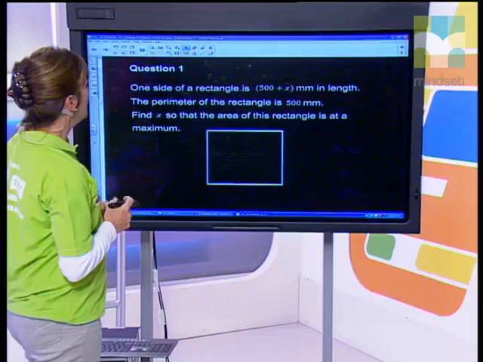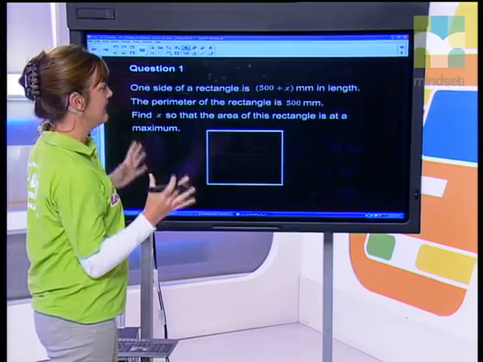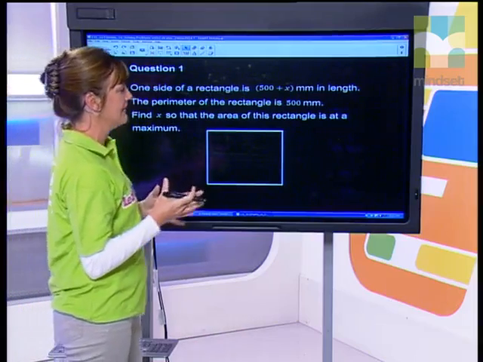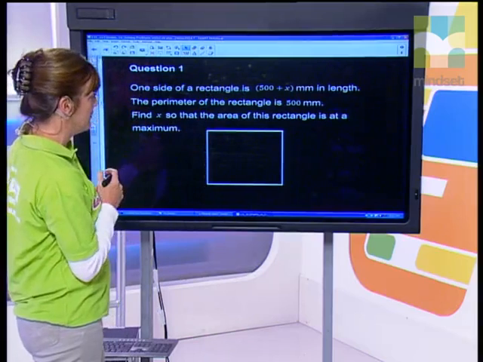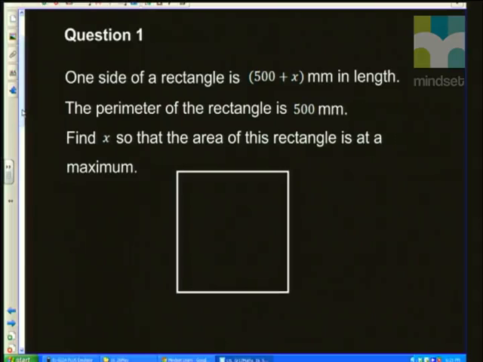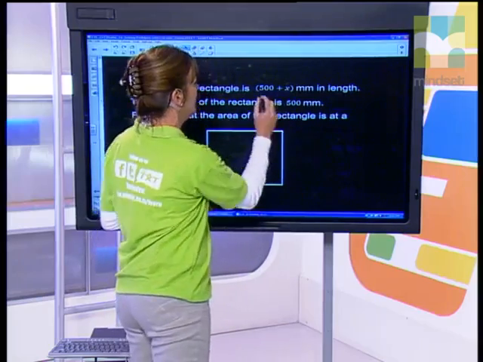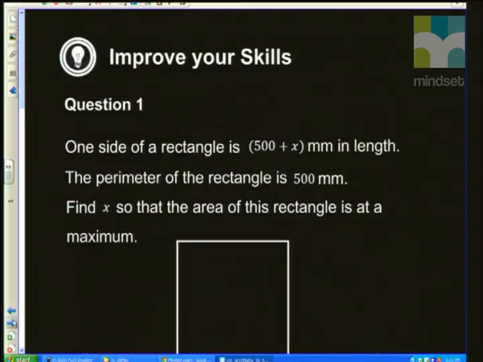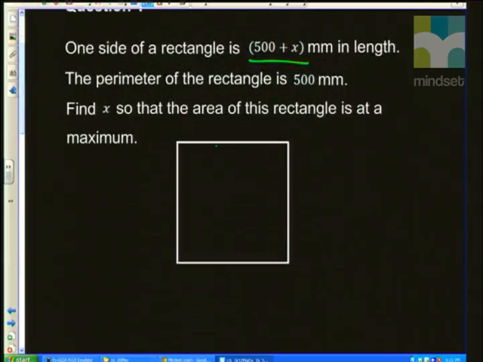Over to you. One side of a rectangle is given as a length of 500 plus x millimeters. The perimeter of the rectangle is 500 millimeters. So what we have to do is find x so that the area of the rectangle is at a maximum. Okay, wow, we've got a whole lot of stuff happening here. We're talking about our length, which is 500 plus x. Okay, so let's fill that in on our diagram. So we know that we've got 500 plus x.